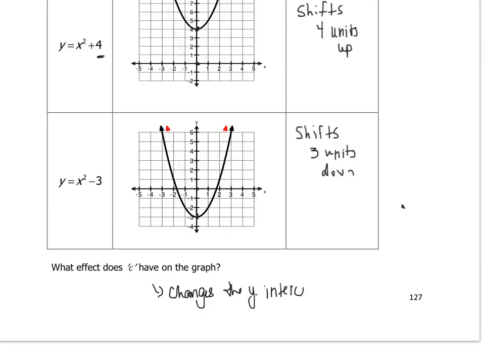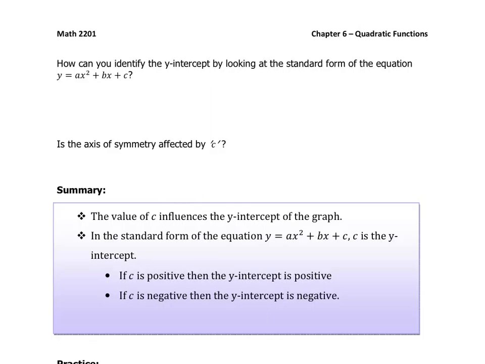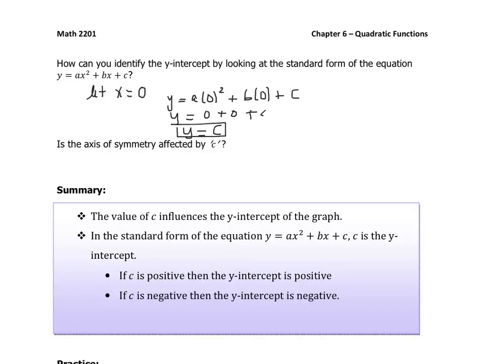That's the main thing that the C does. How we can determine that is by looking at the y-intercept. In any equation, if you want to find the y-intercept, you want to find where it crosses the y-axis, so you let the x-coordinate be 0. If you plug 0 into this, you get a times 0 squared plus b times 0, because you're filling in x with 0. That simplifies to 0 plus c, which is c. So no matter what a and b are, if you plug in 0, you'll end up with just the value of c.